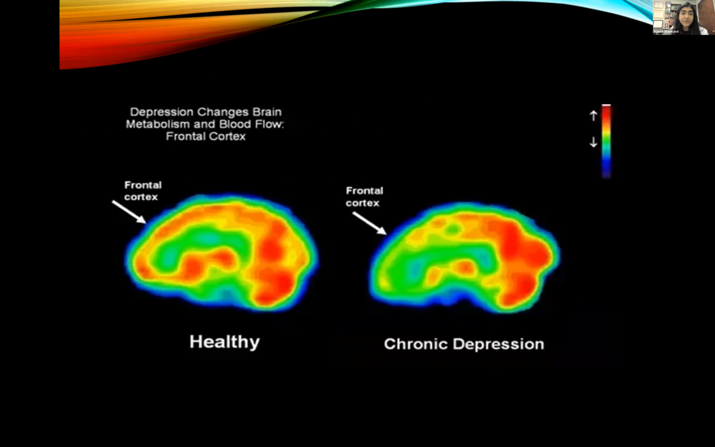So as you can see, in a healthy patient there was increased blood flow, or as we would say, normal blood flow to the frontal cortex. But in somebody who has chronic depression over the years, the blood flow to the frontal cortex is massively decreased, which again helps us to understand the symptoms of a patient with major depressive disorder and how we can tackle those symptoms.